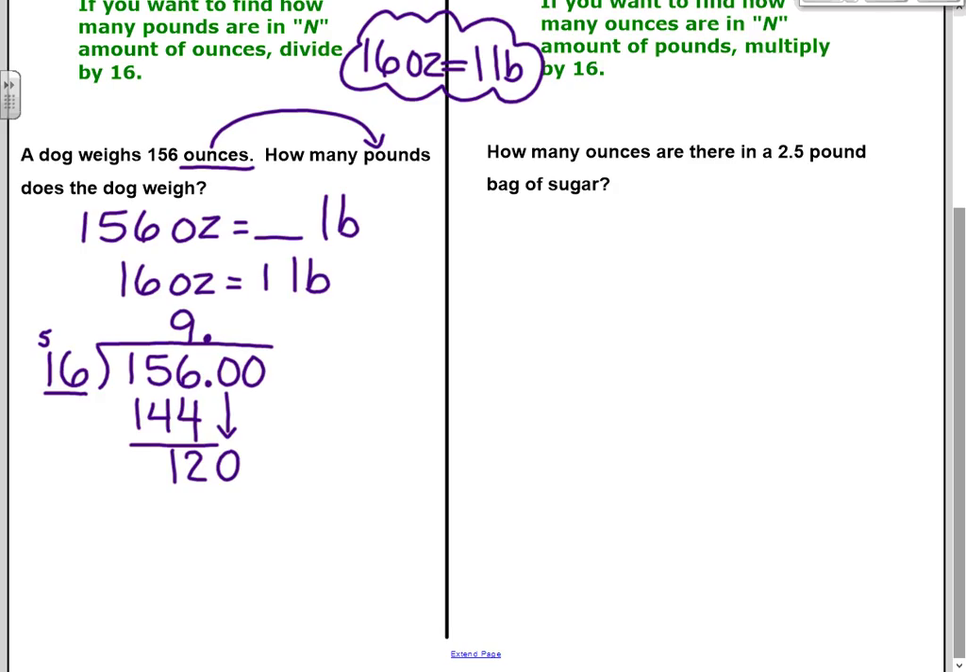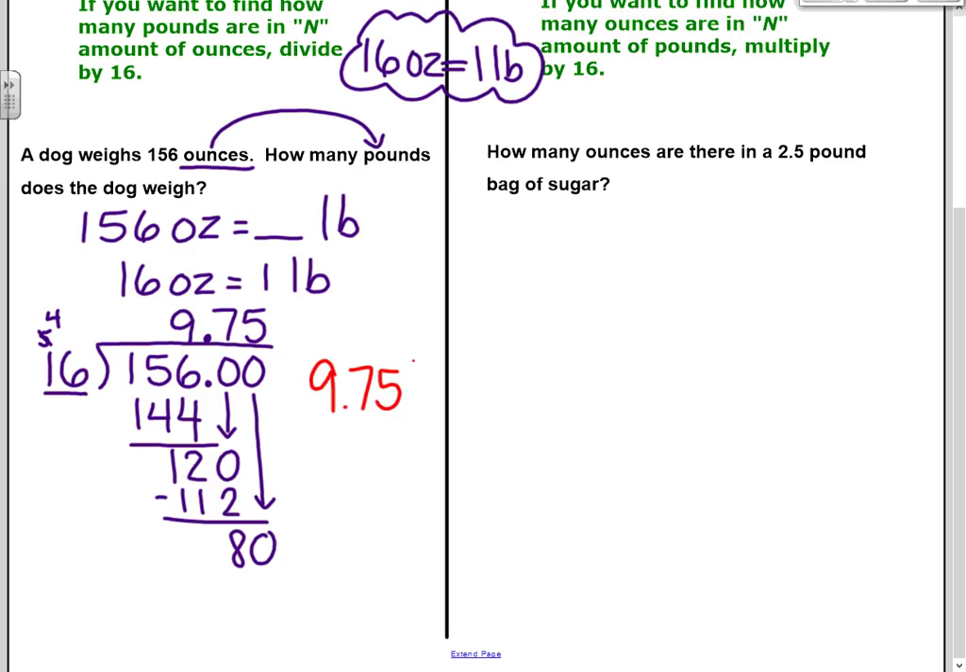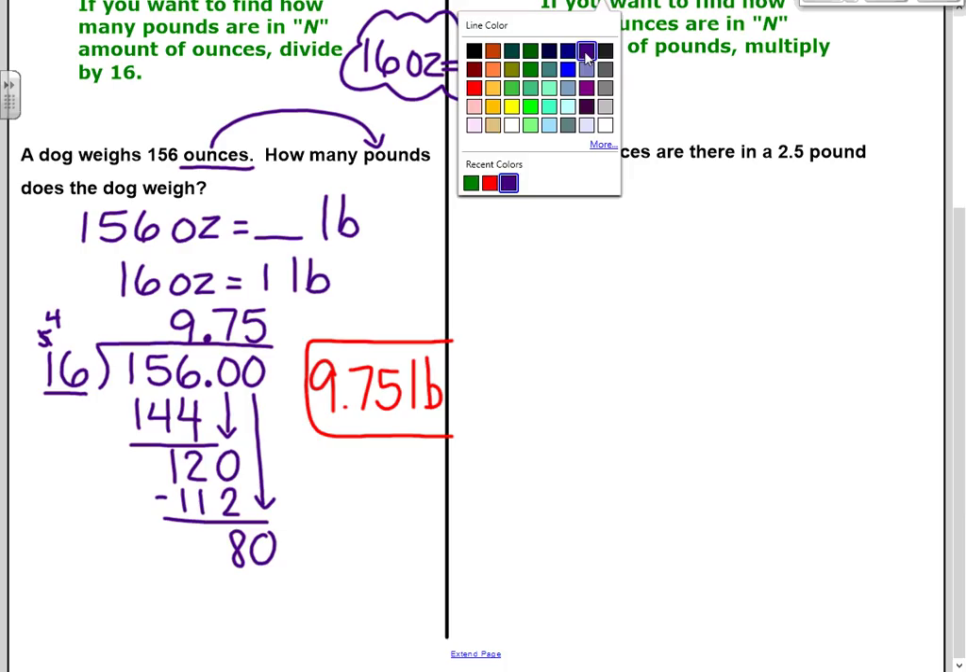16 goes into 120. Well, if 16 times 9 is 144, and 16 doubled is 32, which is right around there, it makes most sense to multiply by 5. Or excuse me, 7. So 7 times 6 is 42. Carry the 4. 7 times 1 plus 4 is 11. When we subtract, that gives me an 8. Bring down the 0. And 16 goes into 80 5 times. So then our answer here is 9 7/75 pounds. Okay?